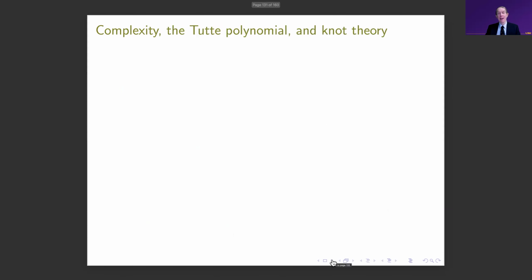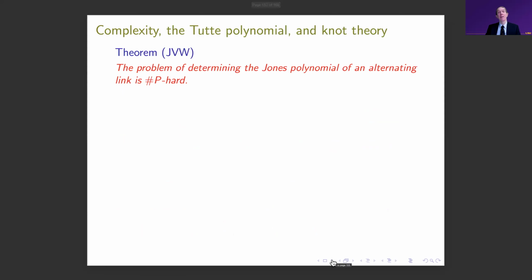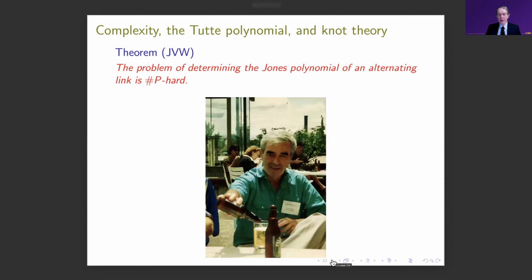What did that say about knot theory? Well, the problem of determining the Jones polynomial of an alternating link is #P-hard. What's an alternating link? Draw the knot diagram, follow the thing around, the crossings should alternate over, under, over, under. Dirk actually won the prize in Oxford for the best PhD dissertation in his year for this work. And that was certainly cause for celebration.